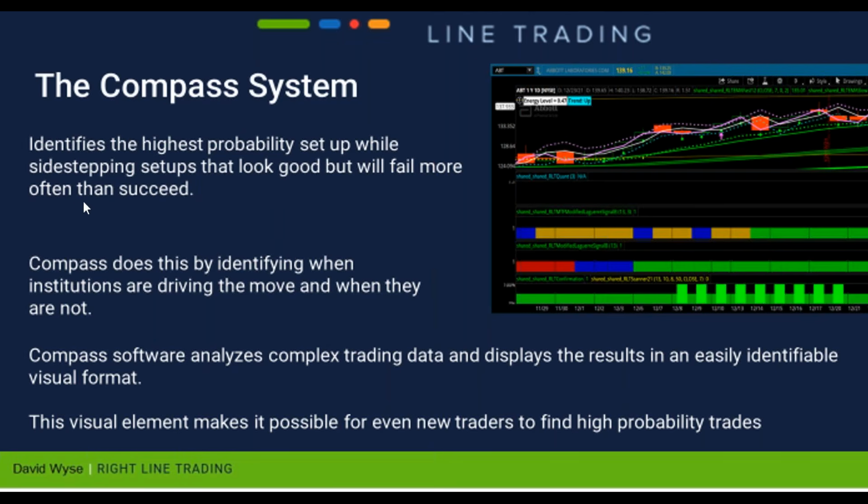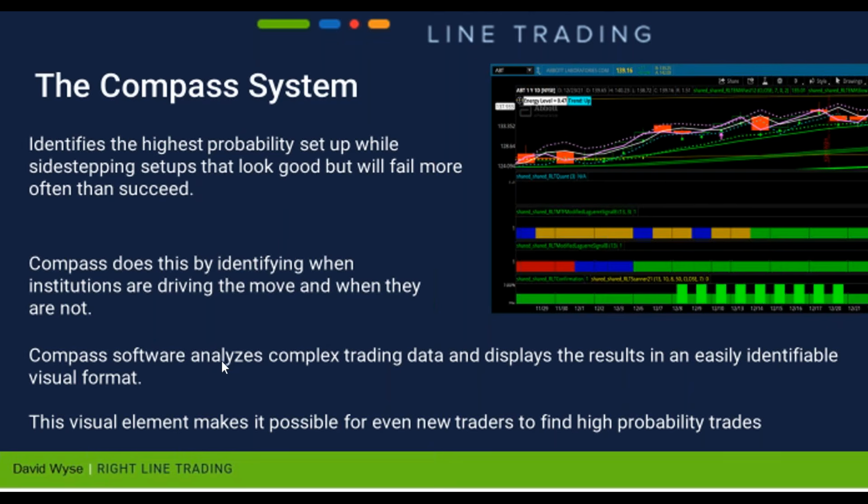If you've got a nice looking setup on a 5-minute chart, but the SPY Super System is telling you that the institutions are not driving this right now, you don't want to be in the trade. You want to wait for the institutions to be in that trade. Again, it does this by identifying when institutions are driving the move and when they're not. And it does analyze quite a lot of complex trading data and displays the results in easily identifiable visual format.